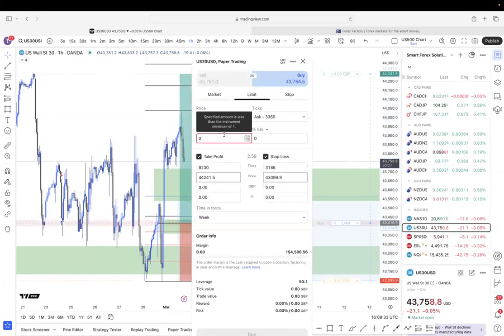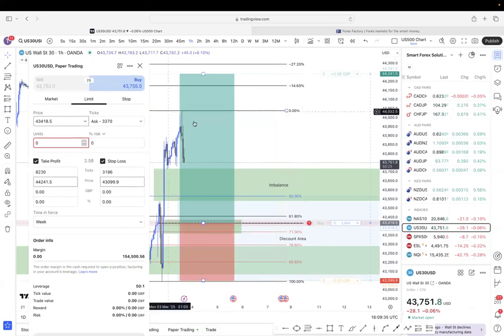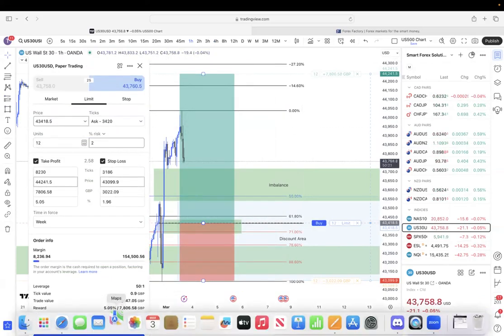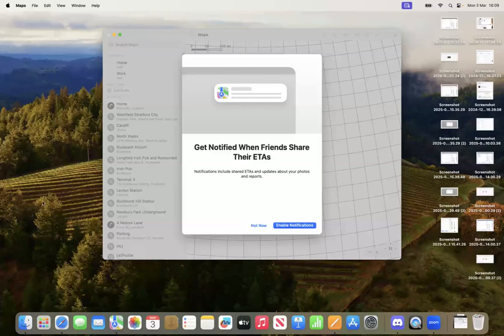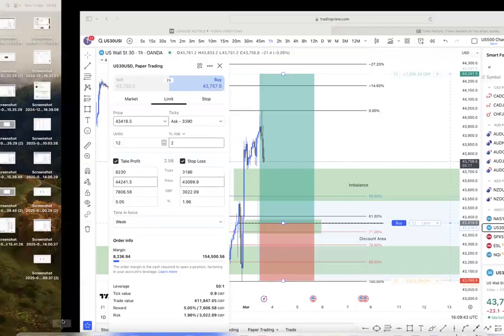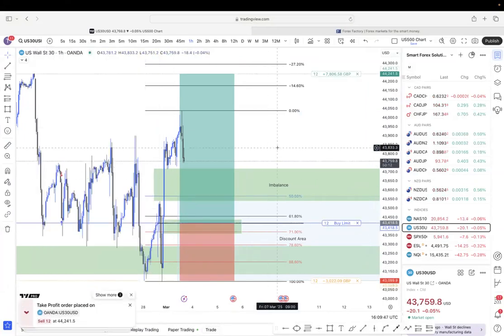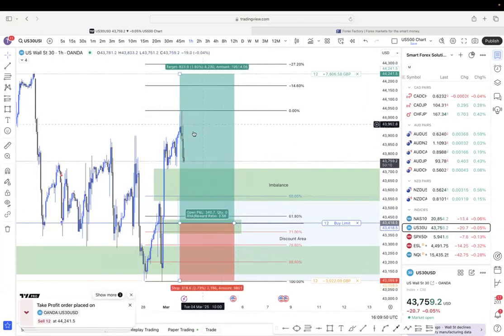And again, we can look for a buy position here. We're going to risk 2%. I've just hit the wrong thing. What's that? There we go. Come back. And there we have it. So we had a position set.